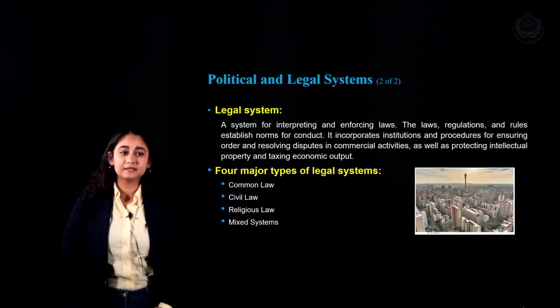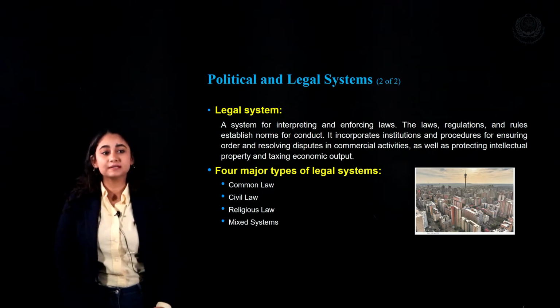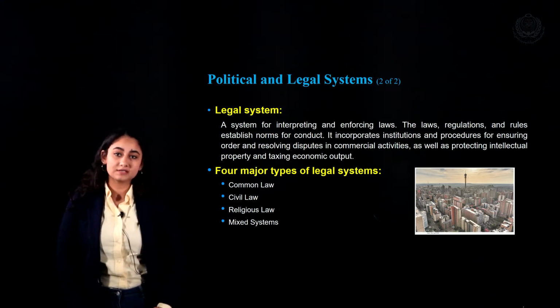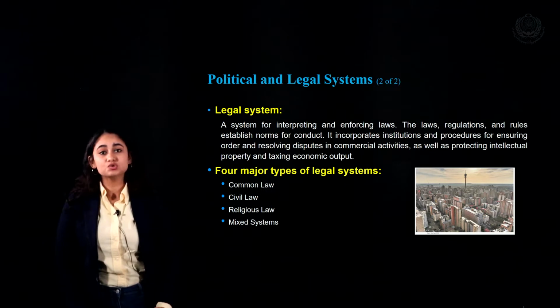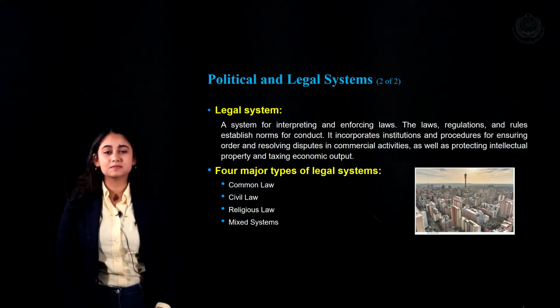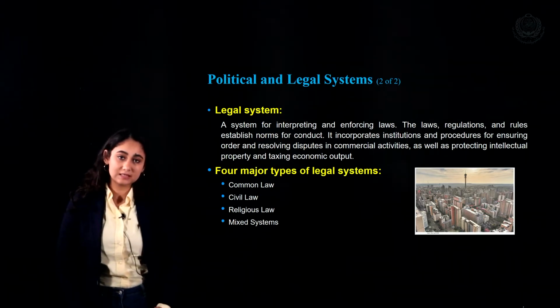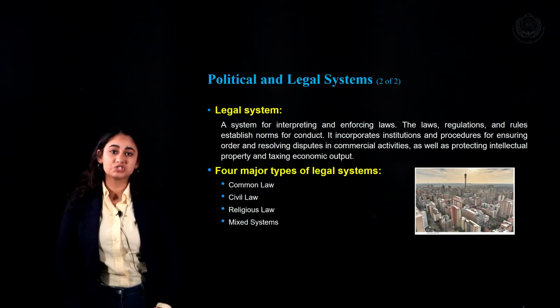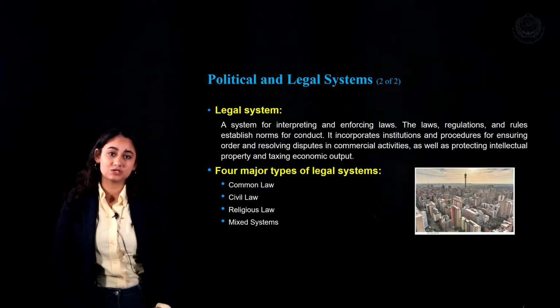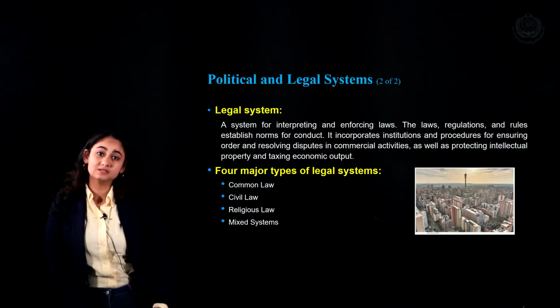So political and legal systems are, when we are talking about the legal systems, they are defined as the system for interpreting and enforcing laws. Now, the legal system is usually highly influenced by the political system. When we witness political instability, you will find that it impacts the legal systems as well, where usually a new government or a new regime comes with different laws and regulations and so on. And this is why they are interconnected.